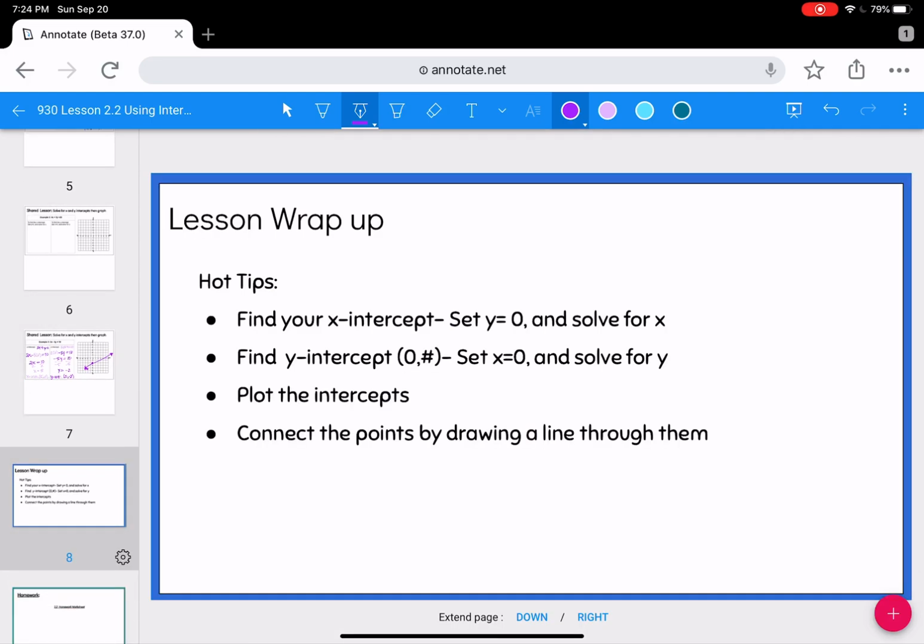For our lesson here, to find your x-intercepts, you set y equal to 0 and then solve for x. To find your y-intercept, which is 0, comma, a number, you set x equal to 0 and then you solve for y. Then you plot the intercepts and then connect the points by drawing the line through them.